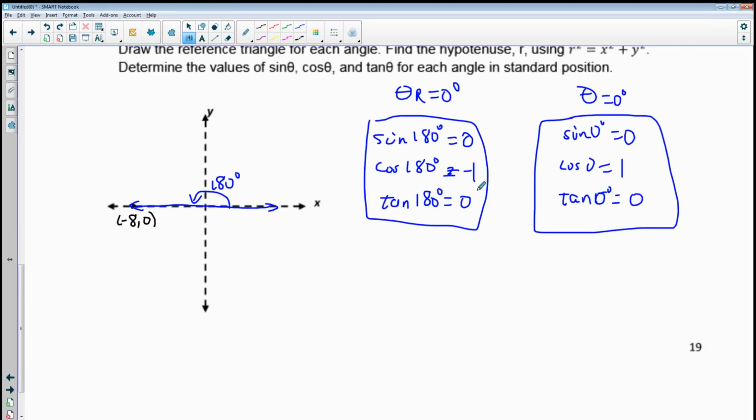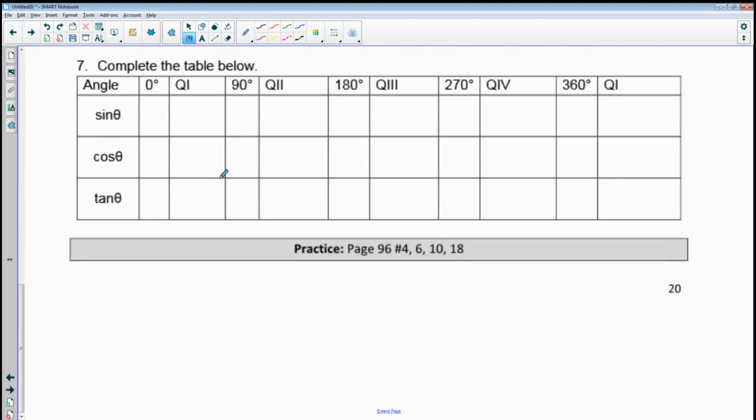Okay, and figure out where these numbers come from. So I'll skip the graphs. Combining the CAST rule and our special angles, we can actually fill in this chart, right? Fill in this chart. I'll do one by example.